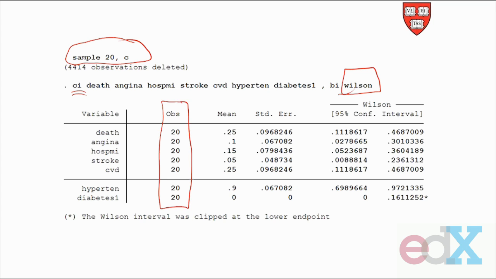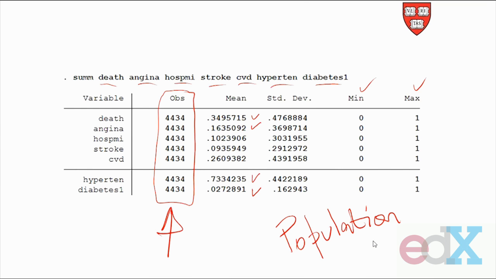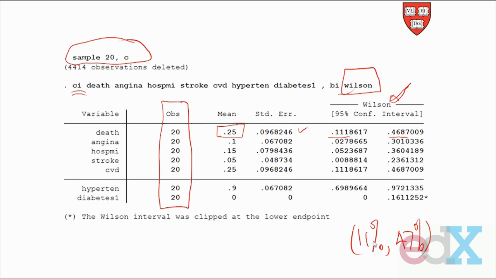So for example, if we look at death, we get that the p hat is 0.25. There's the standard error. So our 95% confidence interval, the Wilson confidence interval, is between about 11% and about 47%. And let's see whether that captures the true value. We have a 95% chance of capturing the true value. And there's the true value. The true value was 35%. So yes, in this case, we were successful.